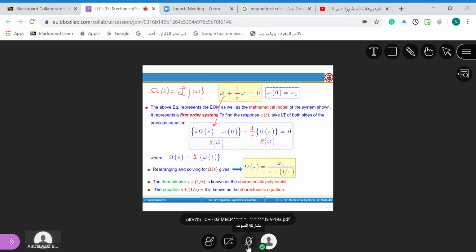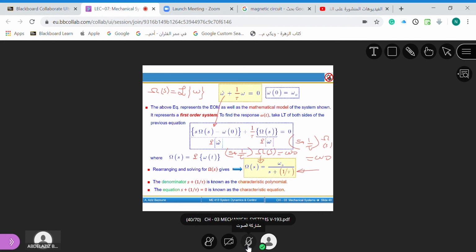Now, if you solve for omega S, you will have omega S common here and omega S common here. You will have S plus 1 over tau times omega S equal to omega 0. I will repeat: S plus 1 over tau times omega S will be equal to omega 0. If you solve for omega S, you will find this equation. Omega S will be omega naught over S plus 1 over tau. S plus 1 over tau here is the denominator.